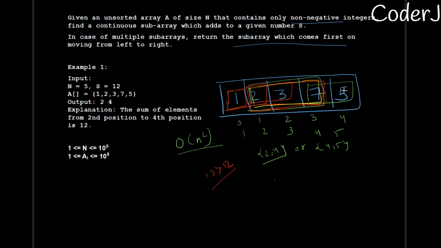What is the summation? It is 12, and yes, the sum that was provided to us was also 12. So this is our answer, 2, 3, 7. We will return its position, 2 and 4, and voila, we're done. How about we take another example?